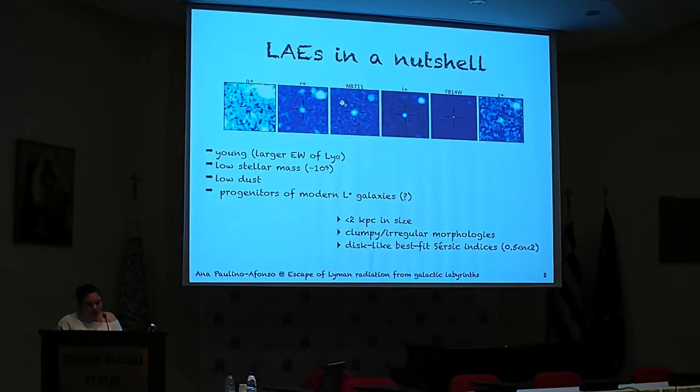So, only to start, and I'm sure that all of you know this, Lyman alpha emitters are known to be young, have low stellar mass, and low dust content. Maybe they are seen as progenitors of the modern luminous typical galaxies, and in structure they are normally known as small galaxies with less than 2 kiloparsecs. They are clumpy and irregular in their morphologies, and they have disk-like profiles.